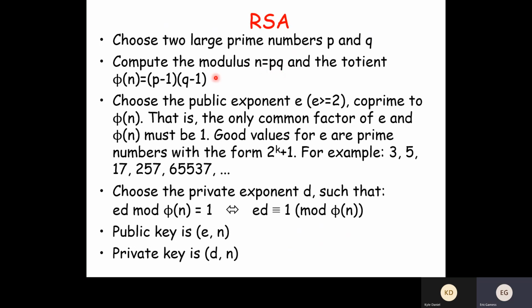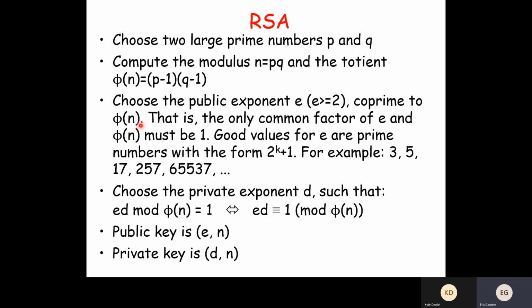And we will have something else that we call the totient. So phi of n will be (P minus 1) times (Q minus 1). So we subtract 1 from the first prime number, we also subtract 1 from the second prime number, and we multiply the results. This will be called the totient, and I will denote it as phi. Then we need to choose E, bigger than or equal to 2, that we will call the public exponent. And this E has to be coprime with the totient that we just computed.